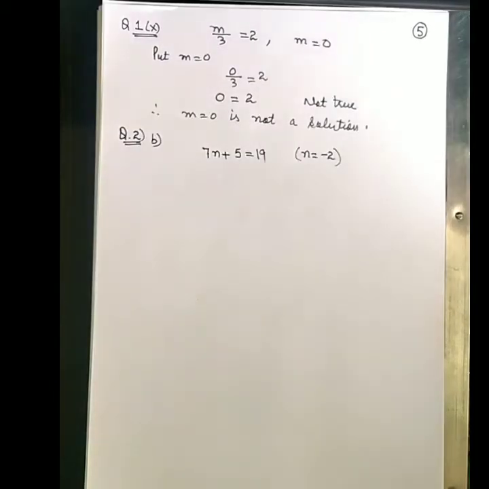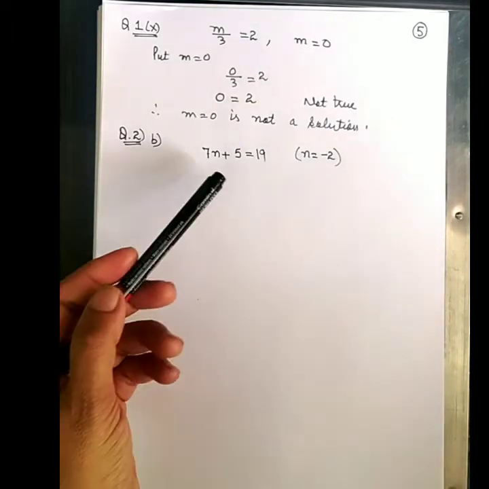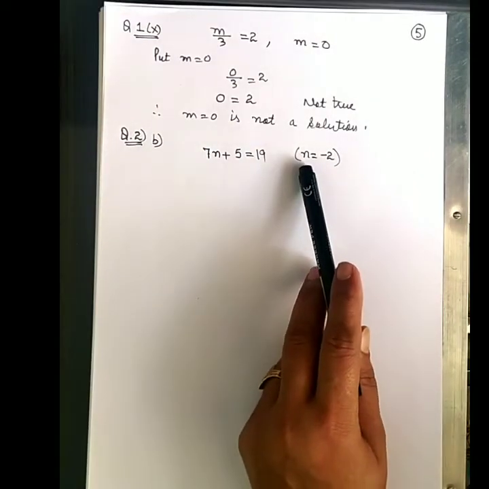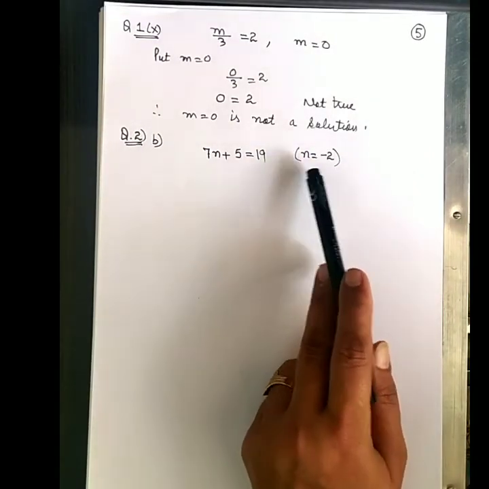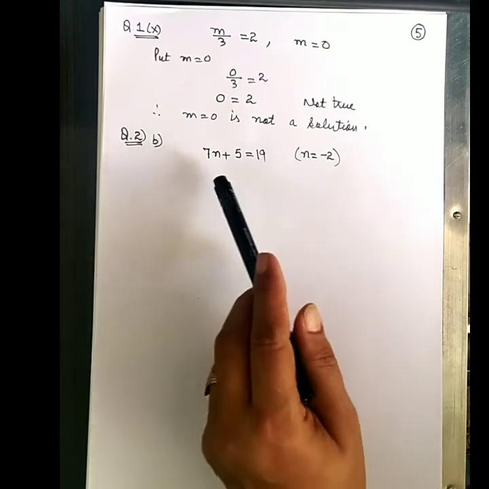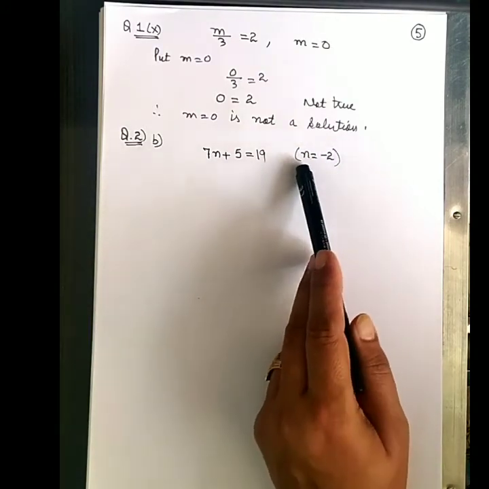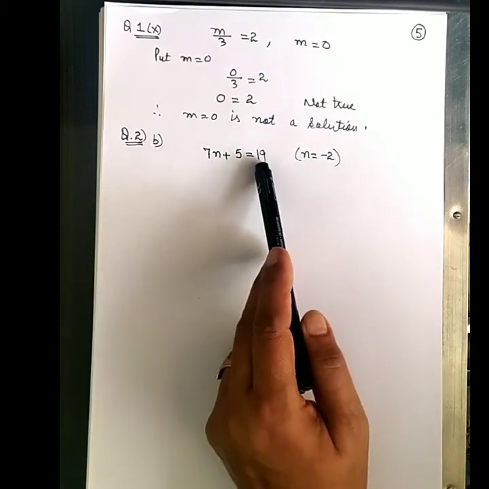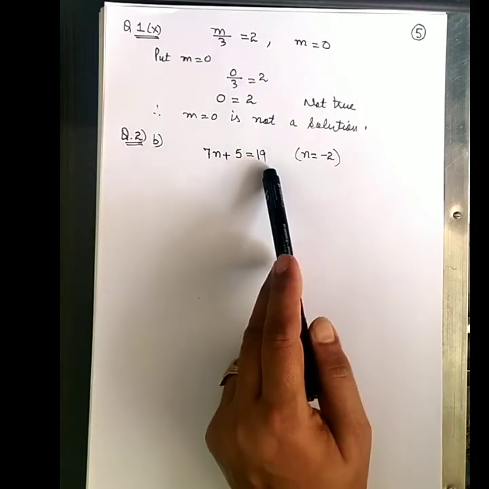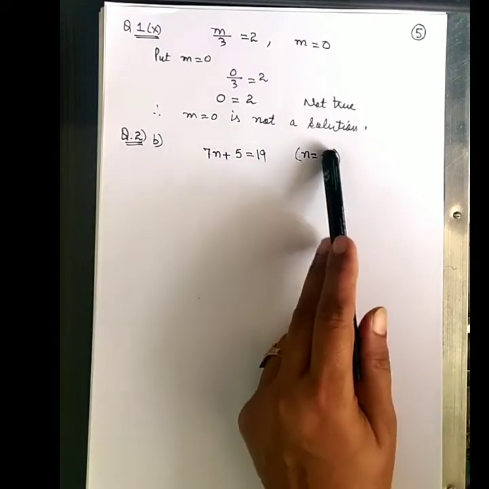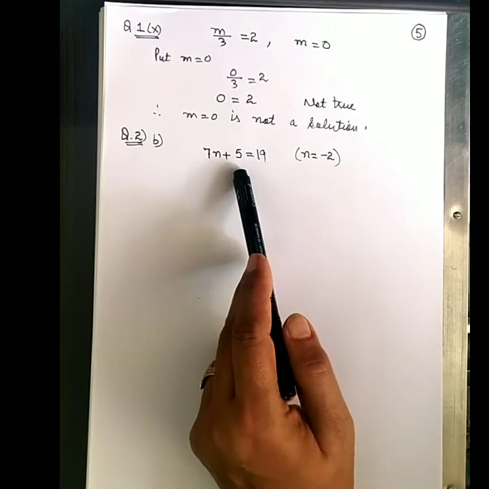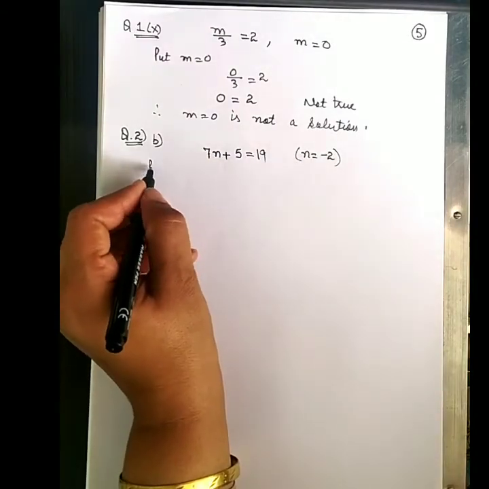Now question 2, the equation is given 7n plus 5 is equal to 19 and n is equal to minus 2 is written in the bracket. You have to check whether the value in the bracket is the solution of this equation or not. How will you check? By substituting this in this equation.